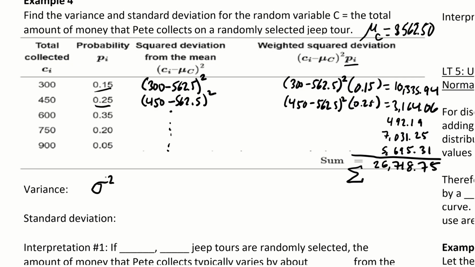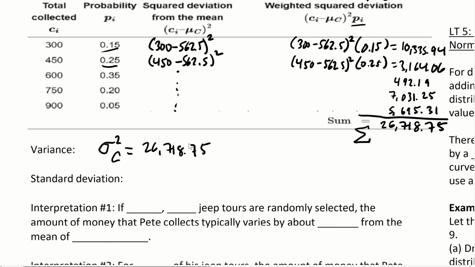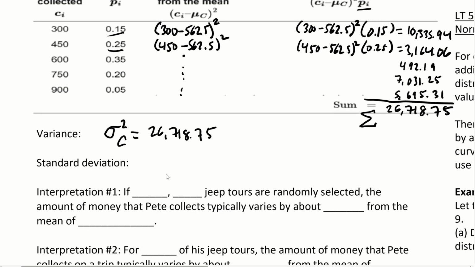Okay, so sigma squared c, because c is the random variable, is $26,718.75. And that's in dollars squared because it's squared here. So if we wanted it in regular dollars, we would have to take the standard deviation. So then we take the square root of that.